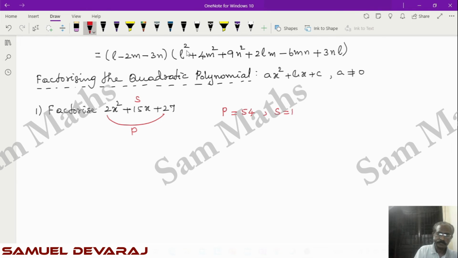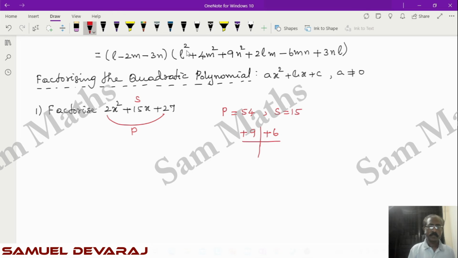Sum is 15. Now you have to find two numbers that give the product 54 and sum 15. Can you guess the numbers? The numbers are plus 9 and plus 6. Okay, children, then only the product will be 54 and sum will be 15.